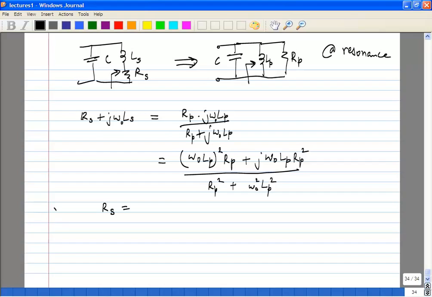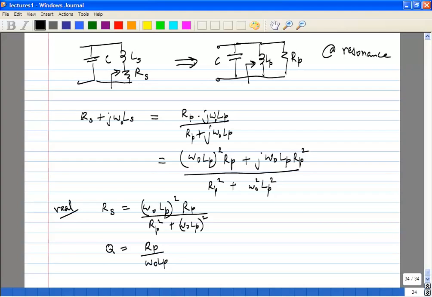So Rs is ... over ... Okay. Now let's try to rearrange this in terms of parameters we know, right? What do we know? We know that Q, let's say for the parallel network, is RP over omega naught LP.